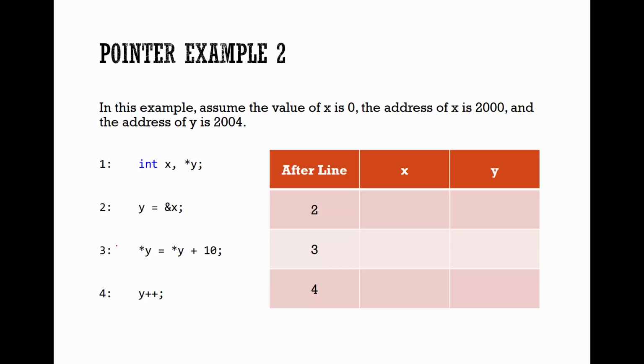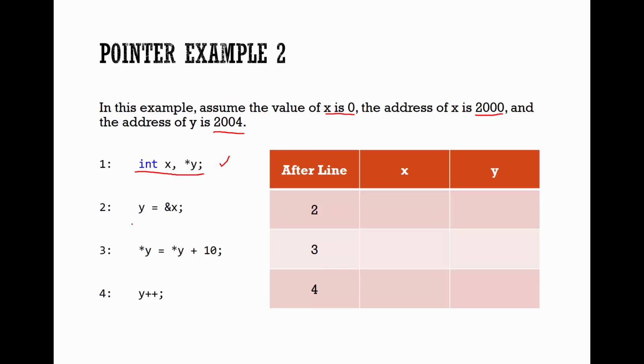All right, let's take a look at a slightly more complicated example. In this code, we're going to take a look at the program and trace it line by line and see what exactly happens to the variables being defined here. The first thing I have is a declaration to say, okay, create x and create y. So x is a normal variable, y is a pointer type variable. And then up here, initially x is going to be equal to 0, address of x is 2000, address of y is 2004.